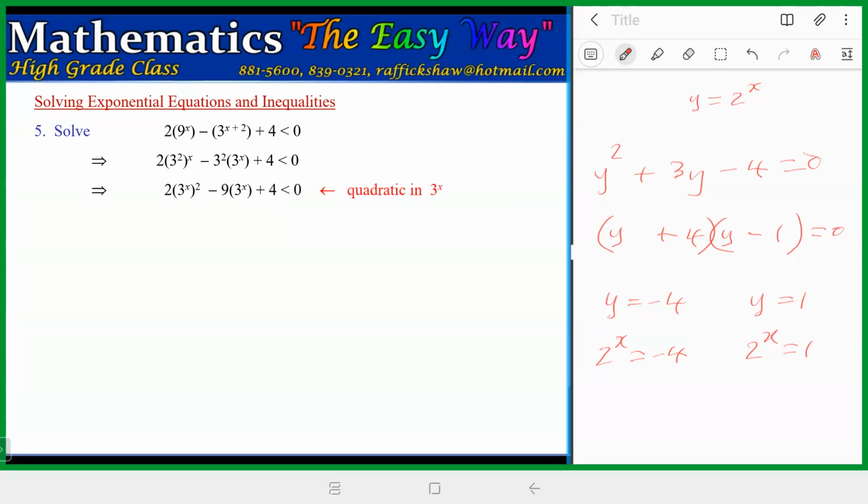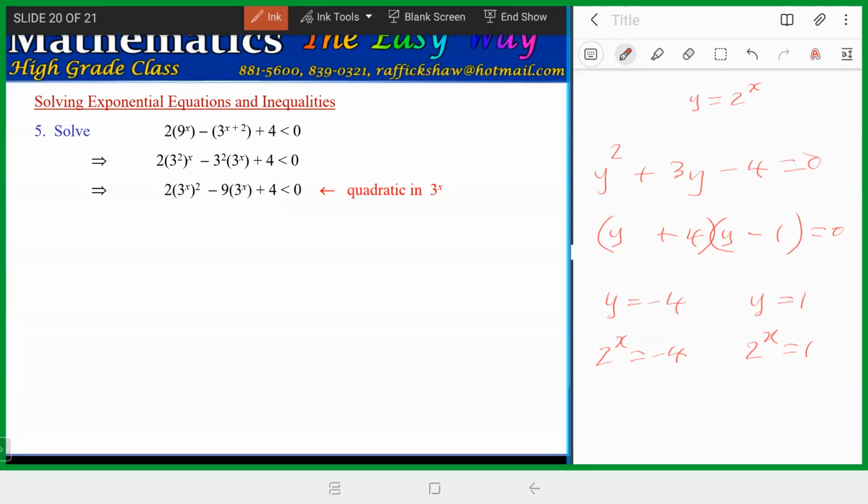That becomes a quadratic in 3 to the x. If you want, you can do this: 2y squared minus 9y plus 4 less than 0. Now there's a quadratic inequality. I want to do quadratic inequality as a topic. Quadratic and cubic as a topic.